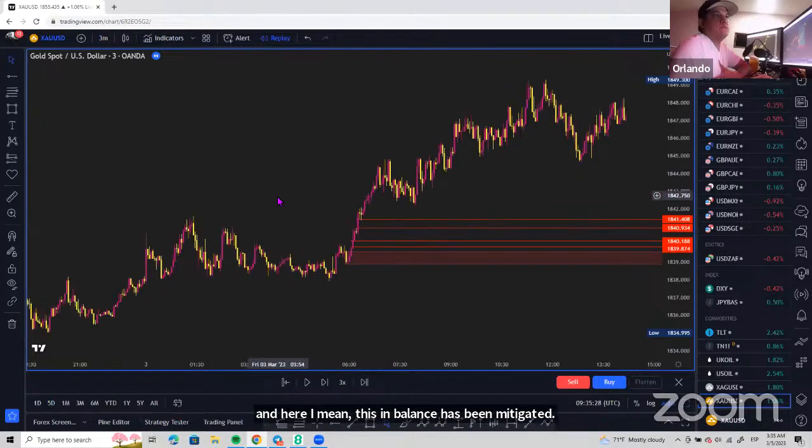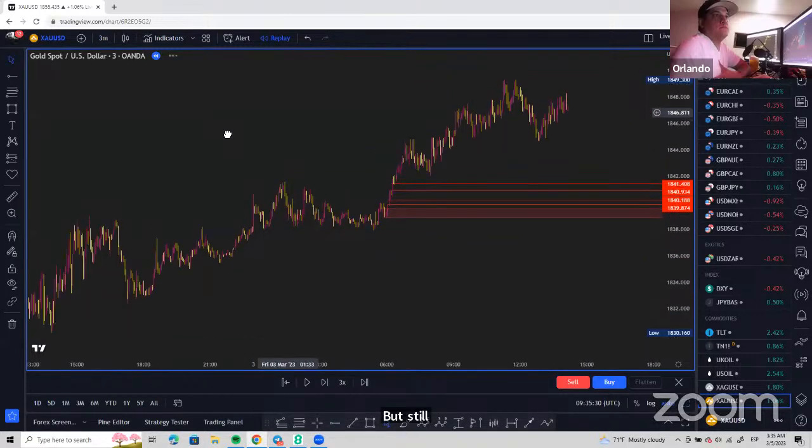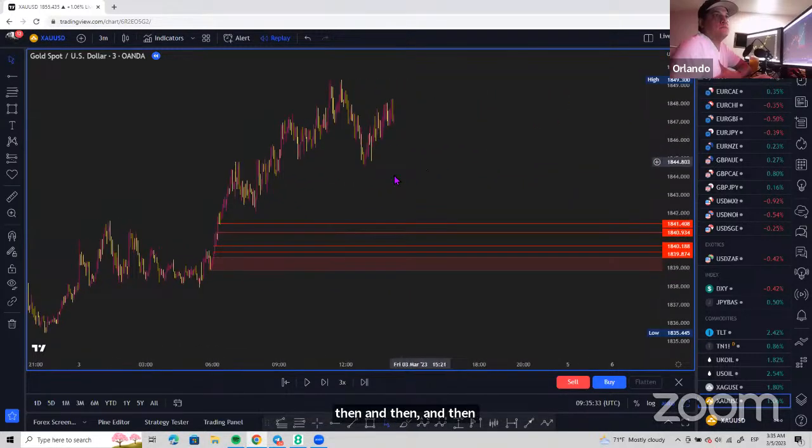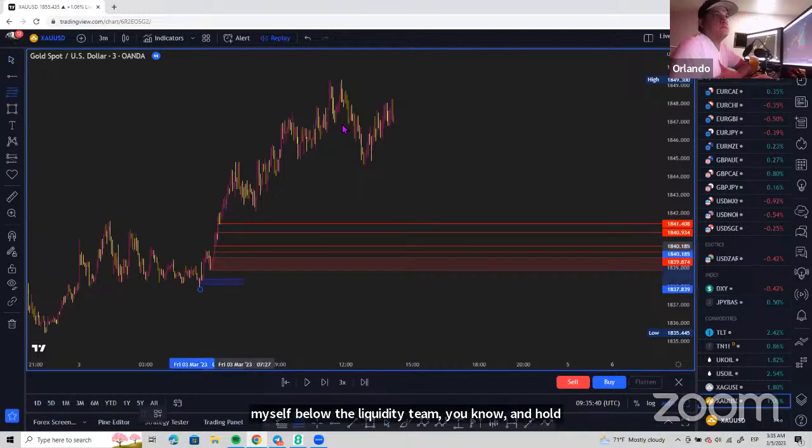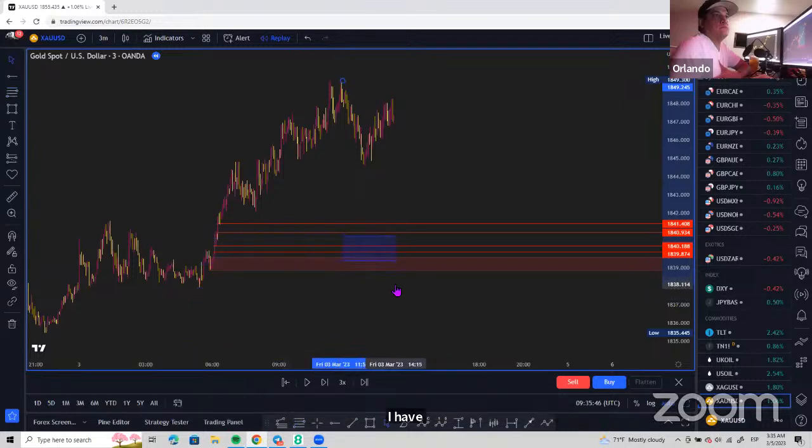So I look for this. And then I just position myself below the liquidity, and hold on, I have this. So here is what I call my power buy or power sell zone. This is just a ratio of pullback. And I position myself on the mitigation of that demand zone, right?